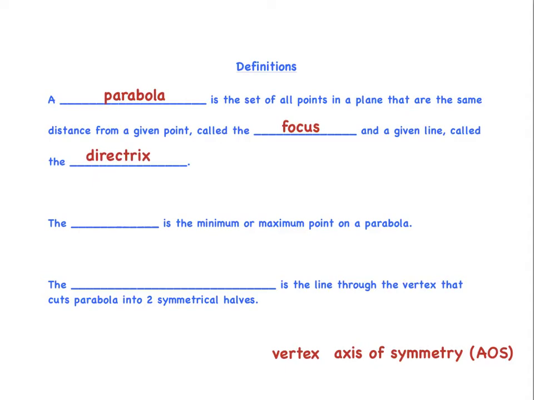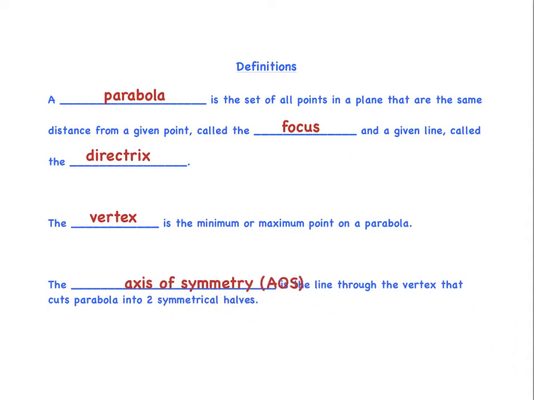Now, if you remember from quadratics, the vertex is the minimum or maximum point on a parabola. And it is the axis of symmetry that is the line that goes through the vertex that cuts the parabola into two symmetrical halves. Now, you might also see this referred to as the line of symmetry. They mean exactly the same thing. Now let's look at some of these things on an actual graph.